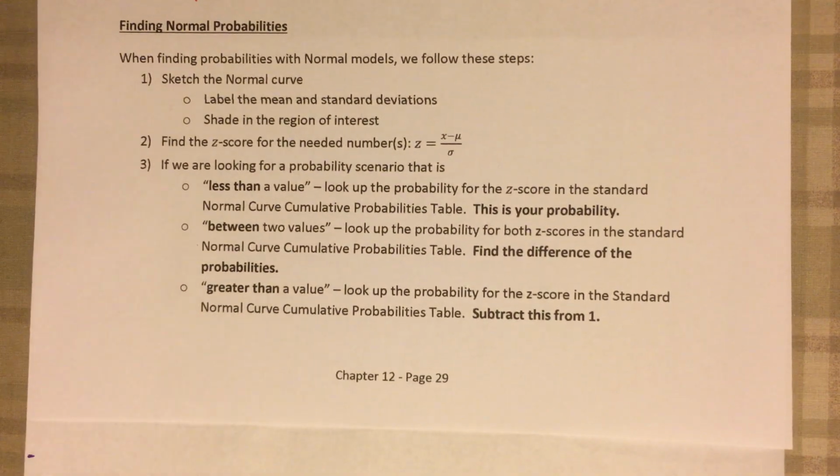So today we're going to finish up the last part of section 12.5. In the last part of section 12.5, we're going to focus on finding normal probabilities. So as we're going through these examples, we are going to be talking about using some of the stuff that we've talked about in the previous couple of sections.